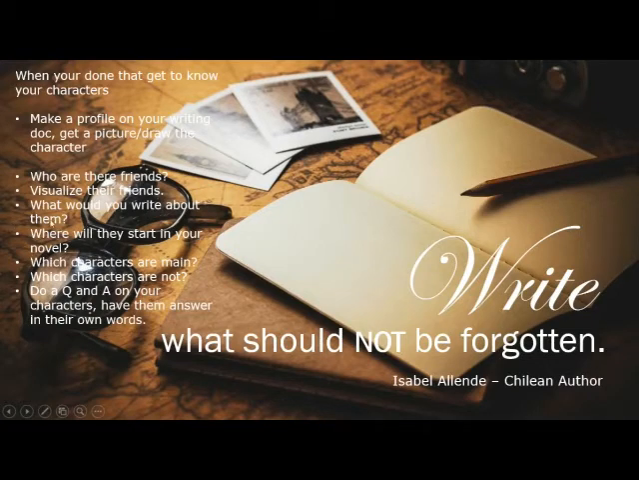Then what would you write about them? In this case, George's friend Kurt, the dog, is a loving animal who is trained on how to behave and how to be a guard dog. Where would they start in your novel? Kurt will start at the beginning, waking up George and putting on the news to wake him up. Which characters are main, which is George, and which are not, which is Kurt the dog.